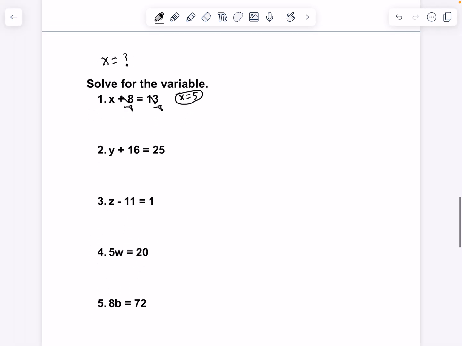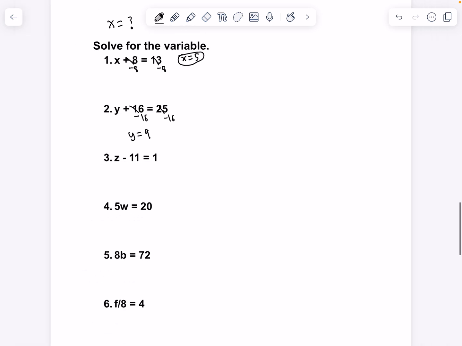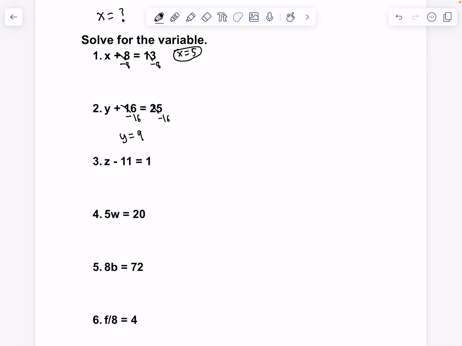Now we're solving for y. So we want to isolate for y to get y just by itself. So we subtract 16 on both sides. That'll give us y is equal to 9 because 25 minus 16 is 9. Now we want to solve for z. So we want to isolate for z. So we'd add 11. So 1 plus 11 is 12. So z is equal to 12.